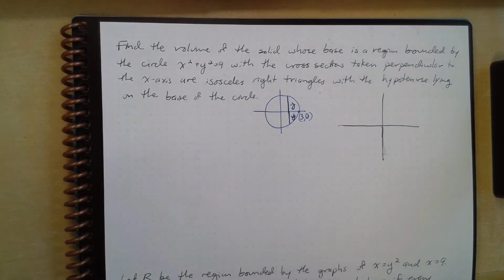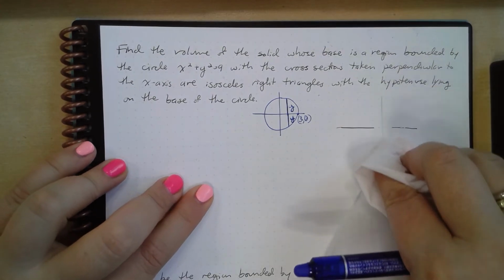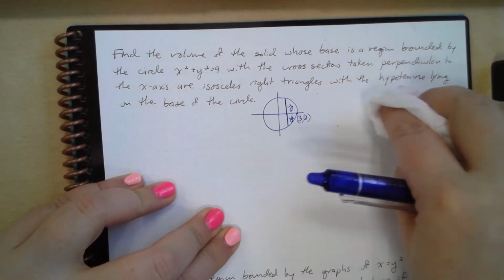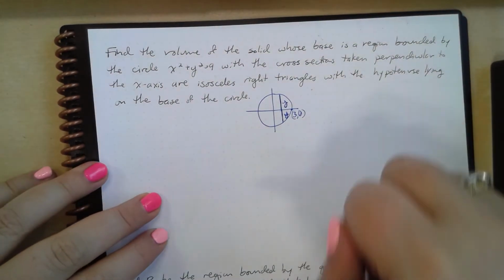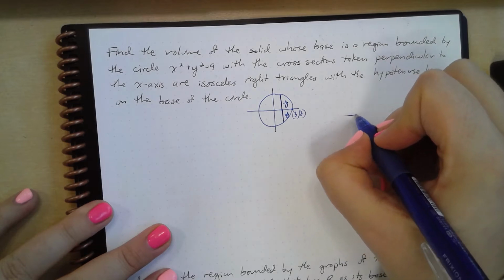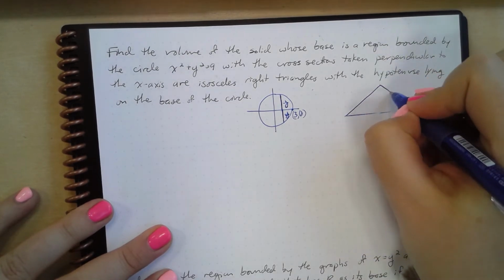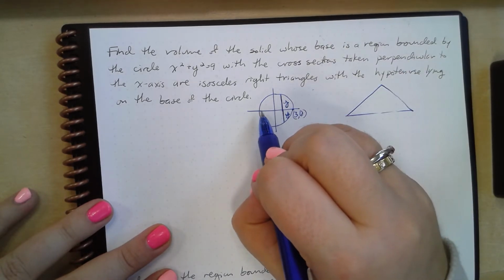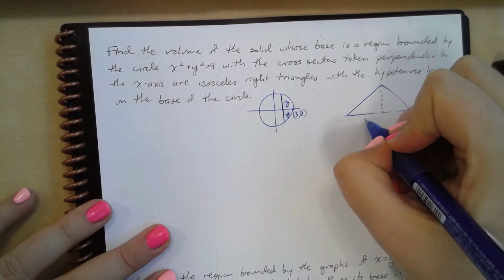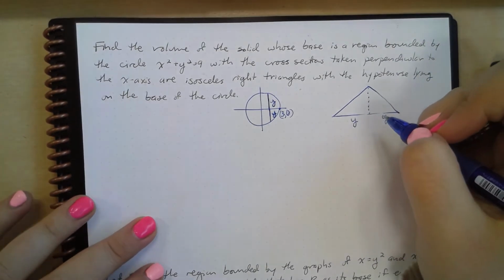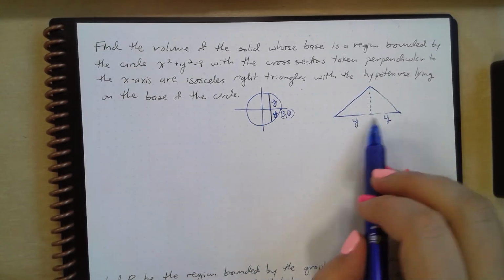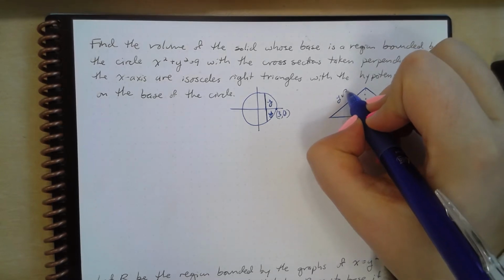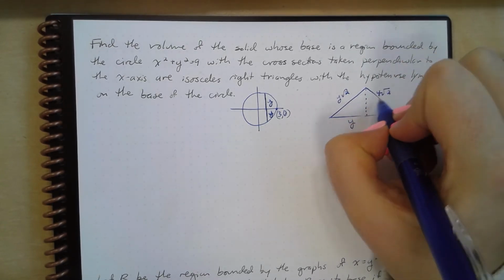I'm going to erase this because I don't need this space. We're going to make sure that we have our right triangles drawn correctly. So we have an isosceles right triangle, and the peak of that triangle is going to run right along the x-axis. So this here is going to be y, and this is going to be y, because the hypotenuse is at the base. Y and y, and then our height here, well, this is y radical 2. This is y radical 2.